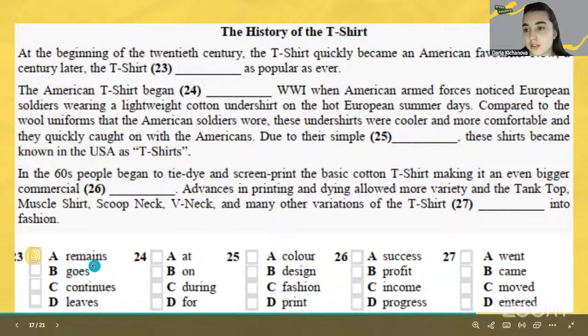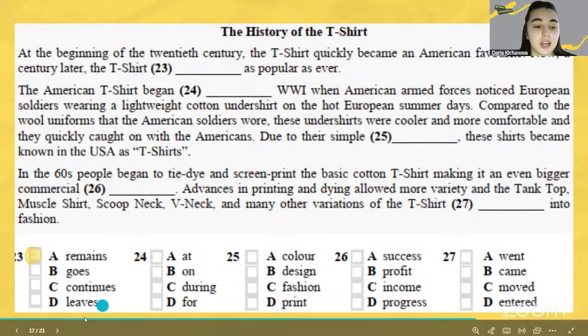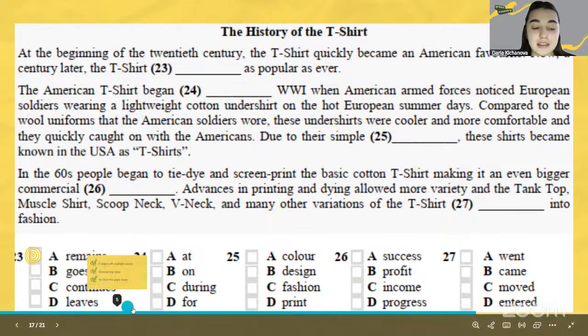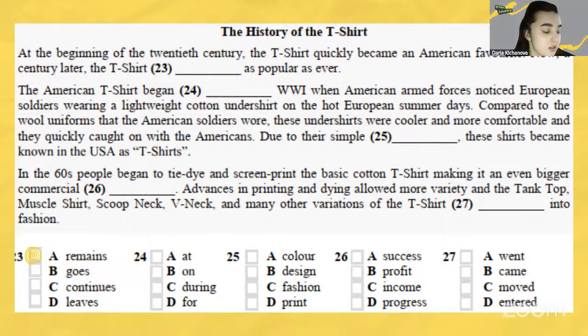Goes, we don't have the phrase "the T-shirt goes", it can't go anywhere. And leaves means to go somewhere, like to change the place, etc. So remains is the best variant here because it means to stay unchanged. So as it was unpopular, now it is the same popular. So it remains as popular as ever.